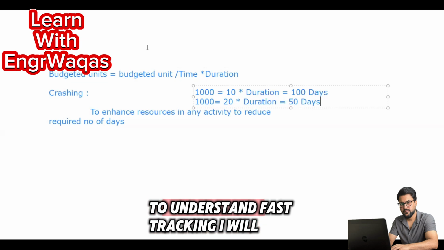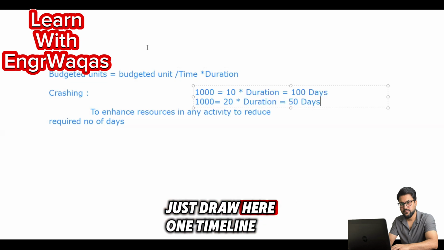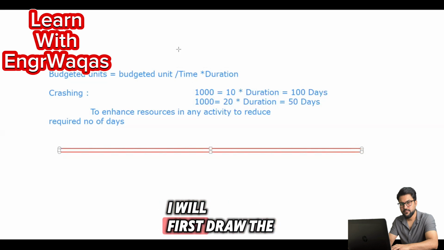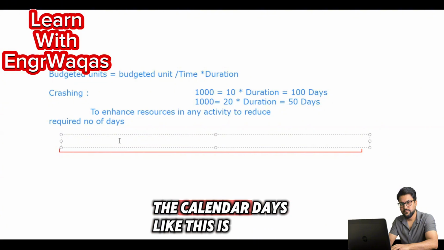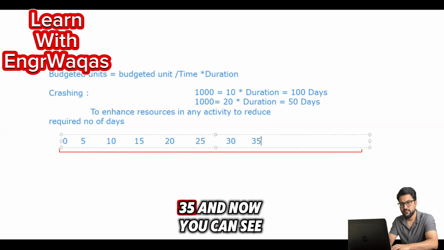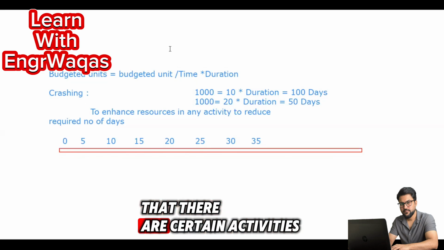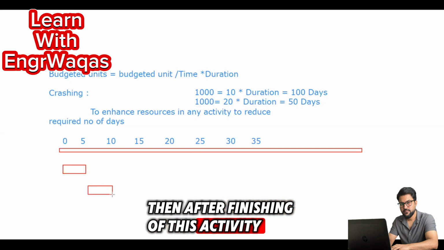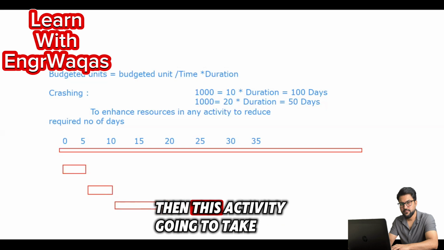So what is fast tracking? To understand fast tracking, I will just draw one timeline like this, and on this timeline I will first draw the number of days, the calendar days, like this is 0, this is 5, 10, 15, 20, 25, 30, 35. And now you can see that there are certain activities in the bar chart, like this activity is going to take 5 days. Then after finishing this activity, the next is going to start, taking 5 days. Then this activity is going to take 10 days. Then this activity is going to take 15 days.